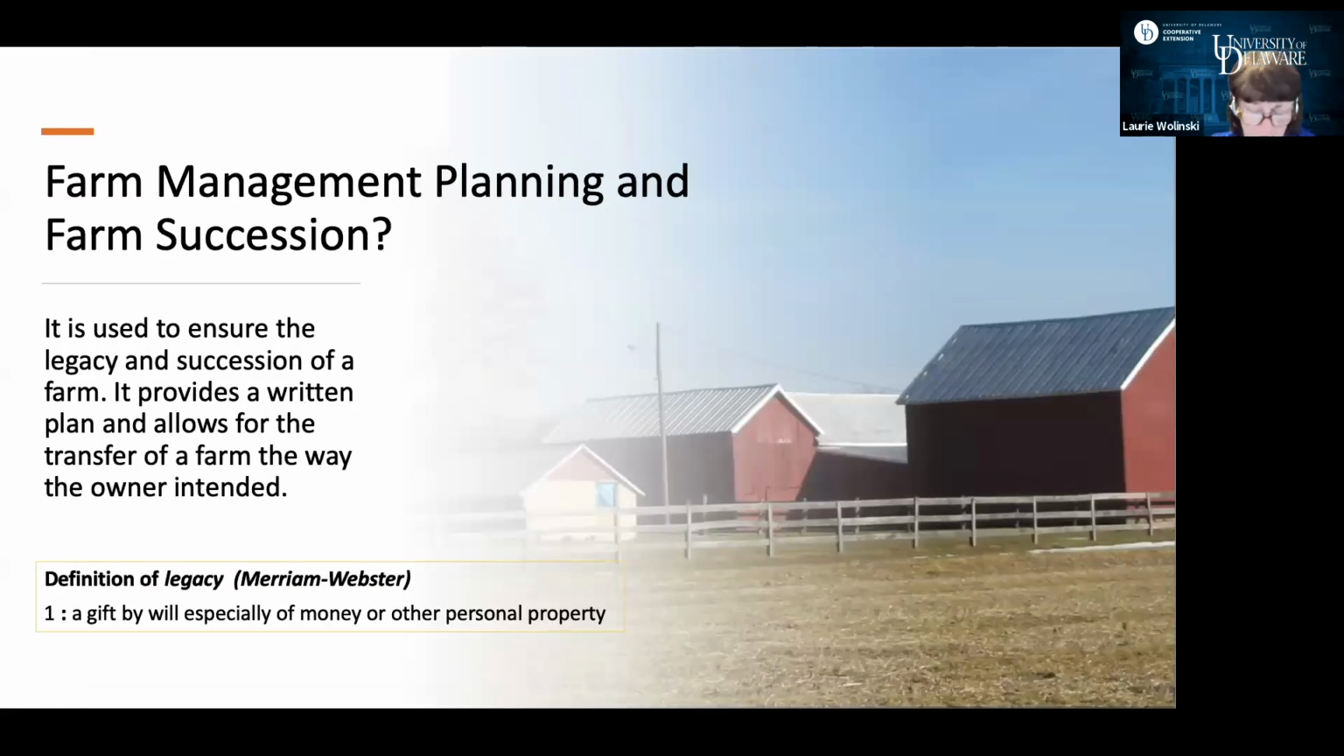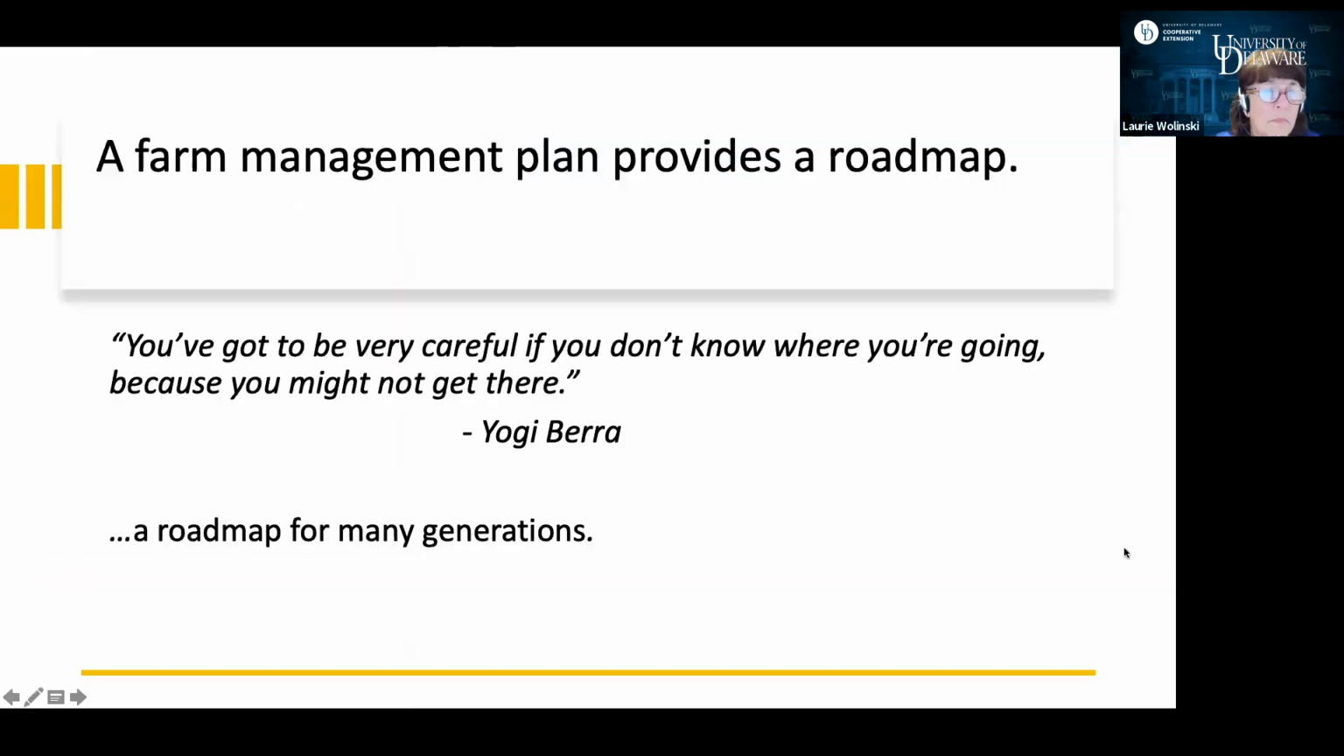Many of us think of a farm as a legacy, something that we pass down to the next generation. And a farm management plan and farm succession planning is used to ensure that the legacy and succession of a farm is there. It provides a written plan and allows for the transfer of a farm the way the owner intended. And a farm management plan also provides a roadmap. In the words of Yogi Berra, you've got to be very careful if you don't know where you're going because you might not get there. So it's not just a roadmap for the current generation, it's a roadmap for many generations.